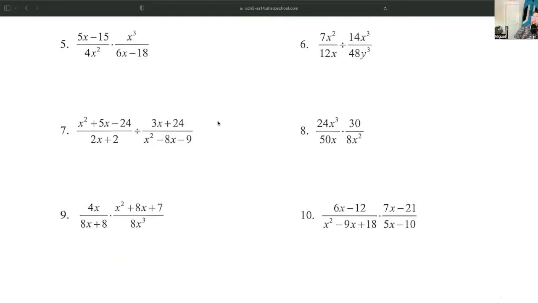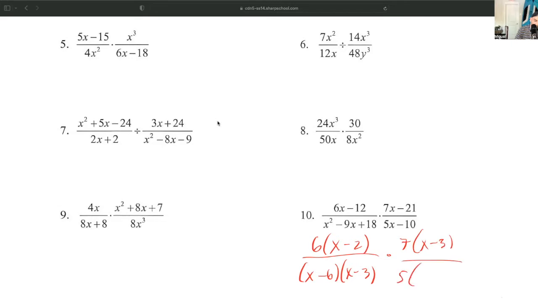Number 10, another multiplication problem. So we're going to do the same method here. We're going to go ahead and factor out a 6 from the top, and that becomes x minus 2 over, and let's go ahead and factor out that x squared minus 9x plus 18. That'll become x minus 6 times x minus 3 times, let's factor out a 7 from the top, x minus 3 over 5 times x minus 2. I factor out a 2 there.